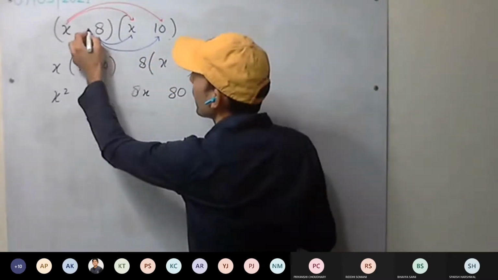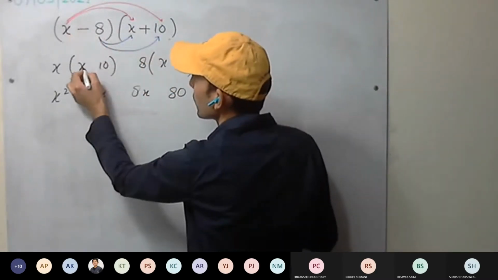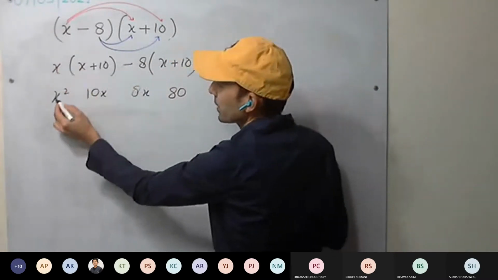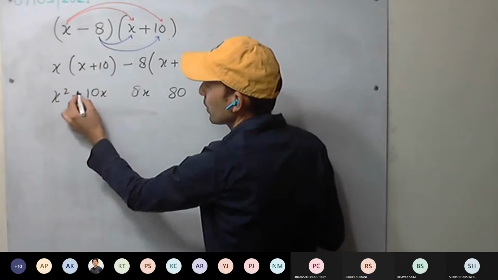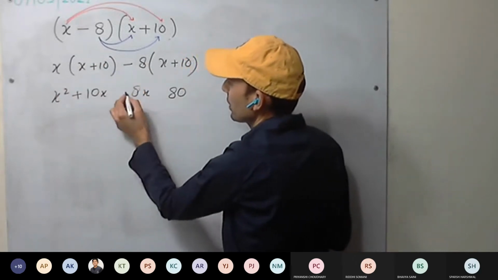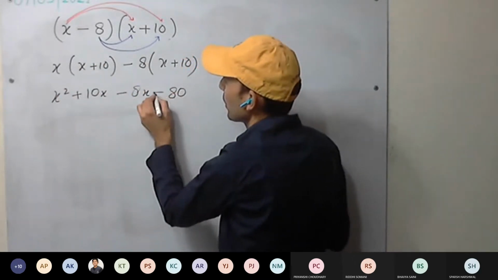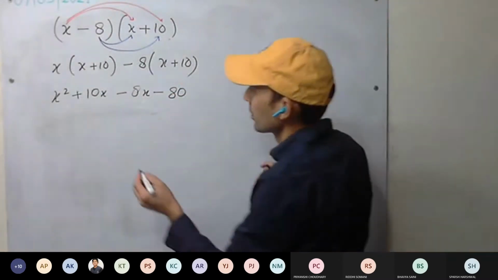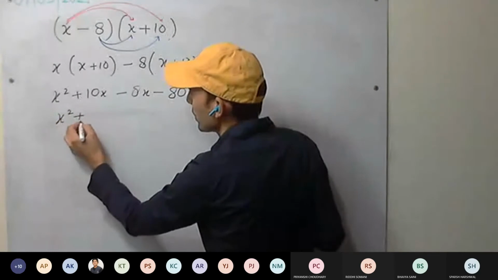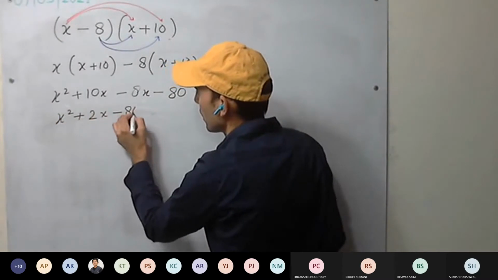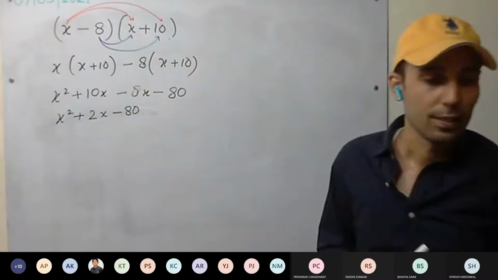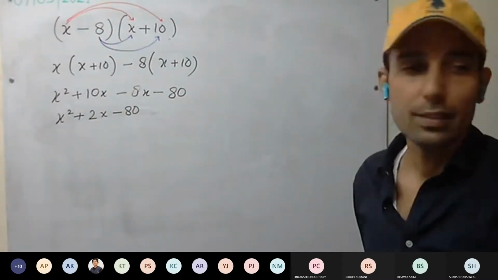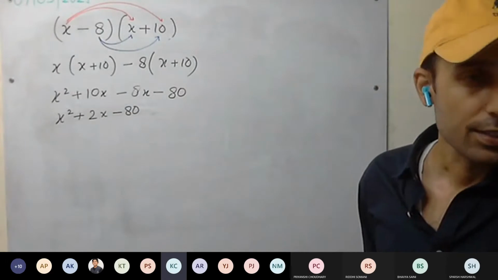Keep doing. This time we have minus sign here, plus sign here. So plus 10, minus 8, plus 10. x into x, x square. x into plus 10, plus 10x. Minus 8x, minus 80. How much we got? Is this clear? Is it correct? Check with your answer, everyone. Keep doing the question.